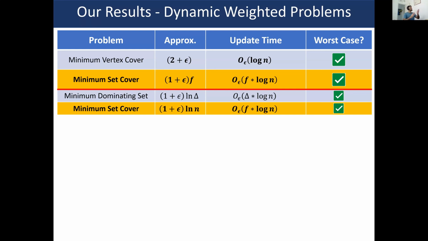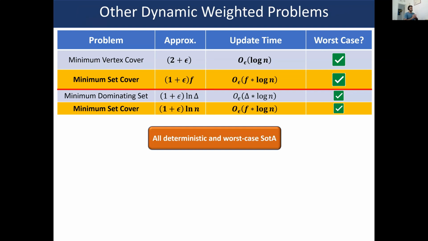All right, so the minimum vertex cover problem is just the set cover problem where f equals 2. And for the minimum dominating set problem, there's a simple reduction from that to the minimum set cover problem. So we get state-of-the-art worst case update times for all of these problems. I won't get into the exact setting of the minimum vertex cover problem and the minimum dominating set problem. These are well-studied problems that I'm sure you know of. Delta here is just the maximum degree in the graph in the dominating set problem. So all of these are deterministic, and they're the best worst case algorithms now.